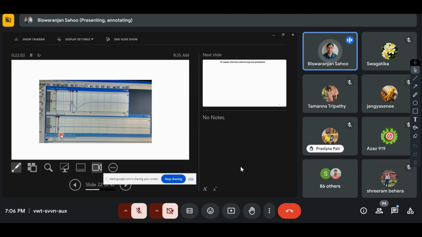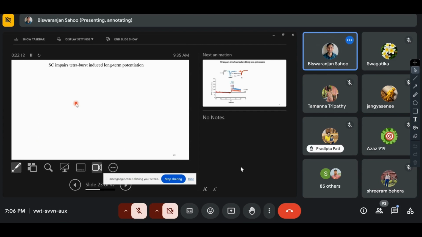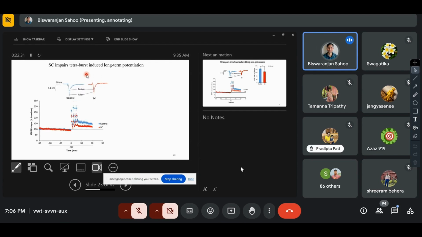In simple words, this is the voltage response. We are injecting a certain current and getting the voltage response, and we are seeing whether that is increased or not after the stimulation. The next question was whether the sodium chlorate, the inhibitor of sulfation, if we incubate the slices, causes a reduction or impairment in the LTP.